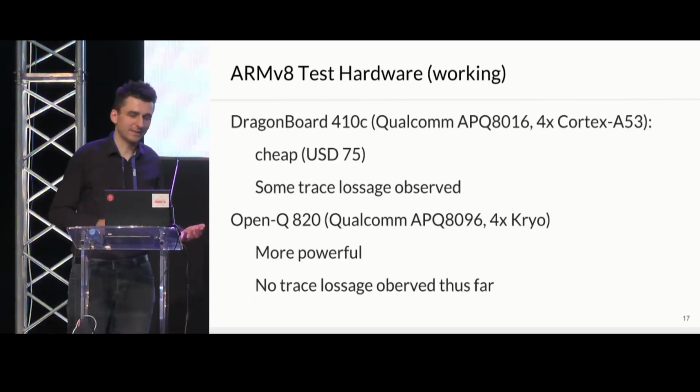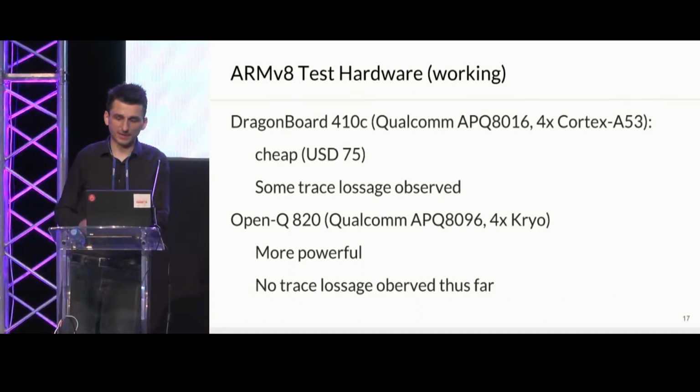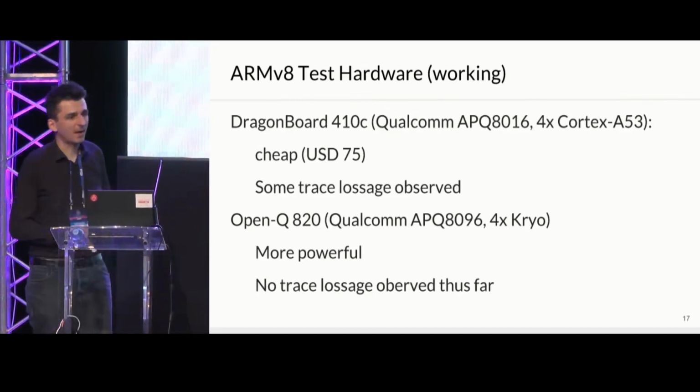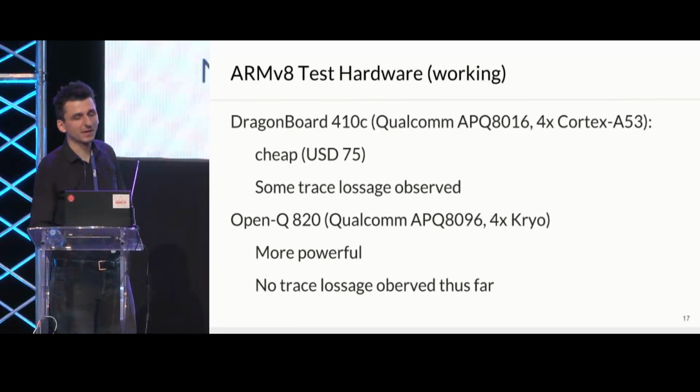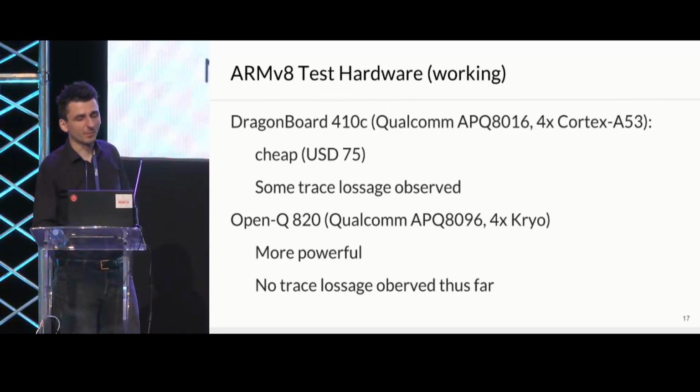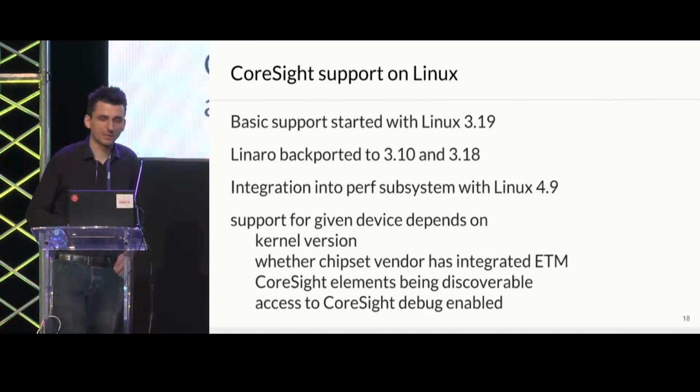But that one is $550. So if you want to scale up, I'd rather figure out what I have to do to make the trace loss disappear on the cheap board, and then buy like 8 of them instead of one of the more expensive ones.